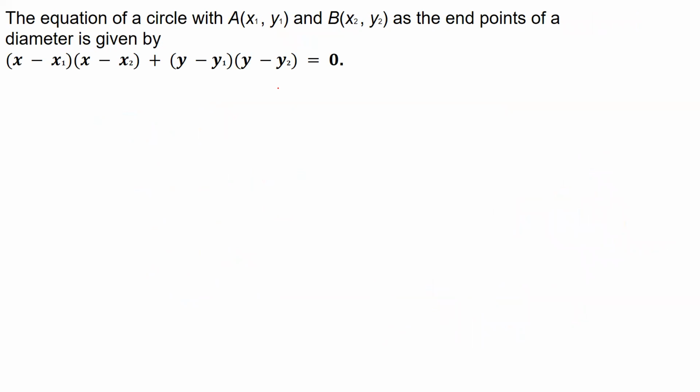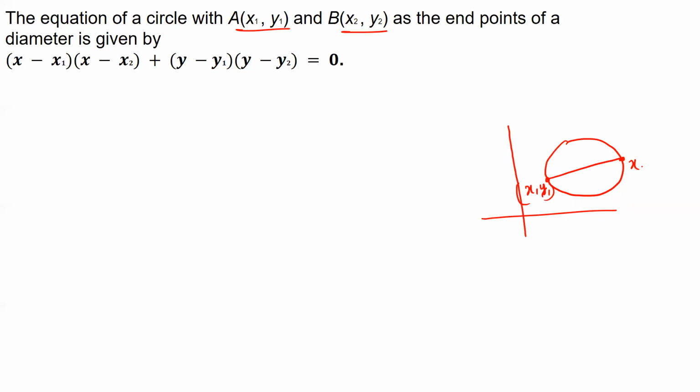Next, the equation of a circle with (x1, y1) and (x2, y2) as the end points of a diameter is given by this. So let's prove this result. Suppose I have a circle and I am given the diameter of the circle, and I know these two points, the end points of the diameter. This point is (x1, y1), this point is (x2, y2), and I want to find the equation of the circle. So what do we do? Let's take an arbitrary point on the circle. That is what we always do to find the equation.